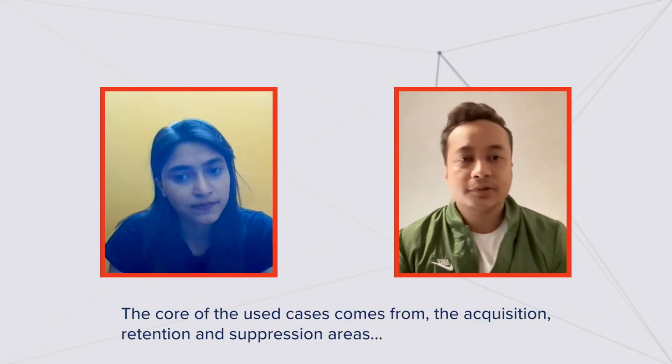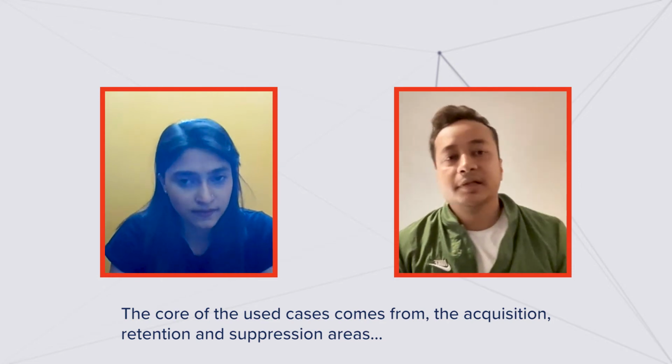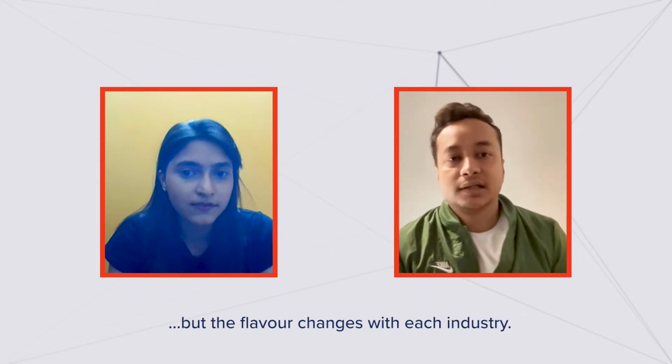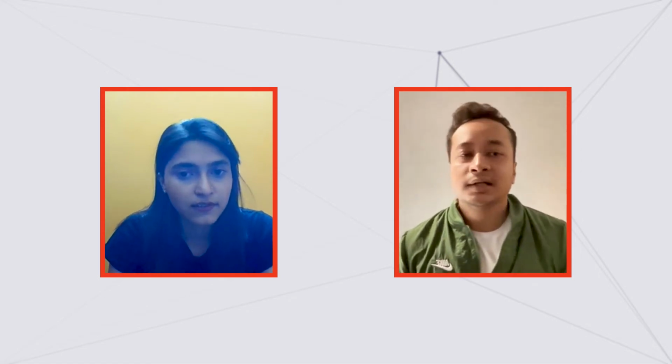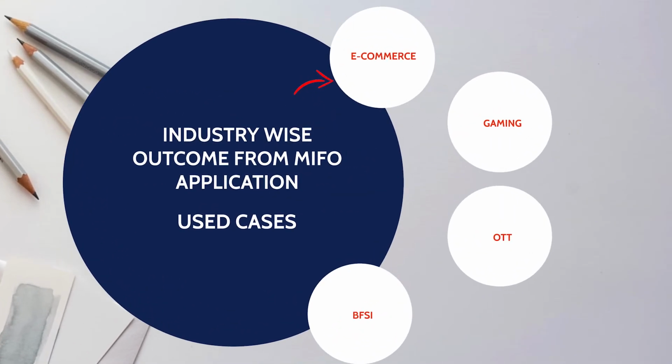Sure. So I'll talk about use cases by industry, right? And going one industry at a time. So mostly the core of the use cases comes from the three acquisition, retention, and suppression areas that we discussed before. But the flavor changes with each industry, right? So I'd like to touch upon what all sort of experimentations and outcomes people can expect for different industries. So starting with e-commerce, where we have done a lot of experimentation ourselves.